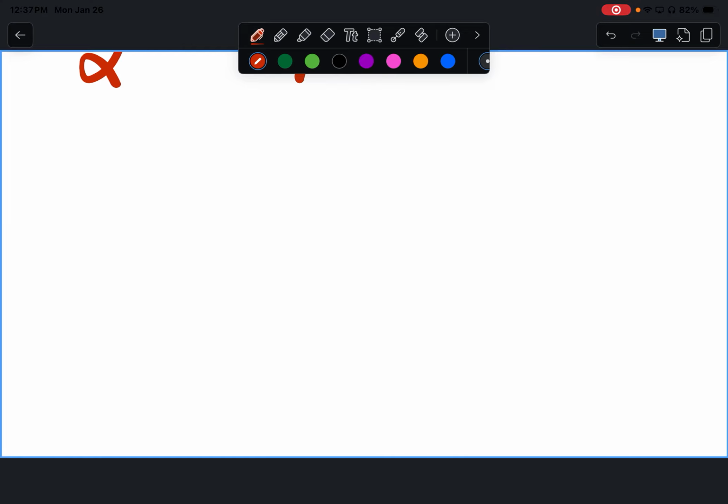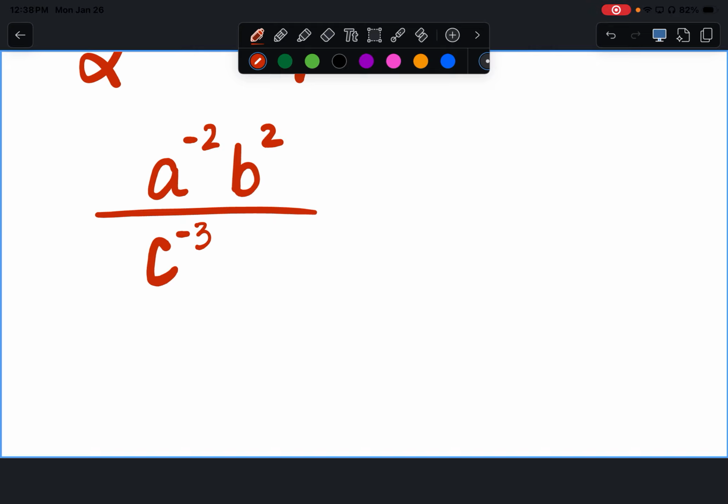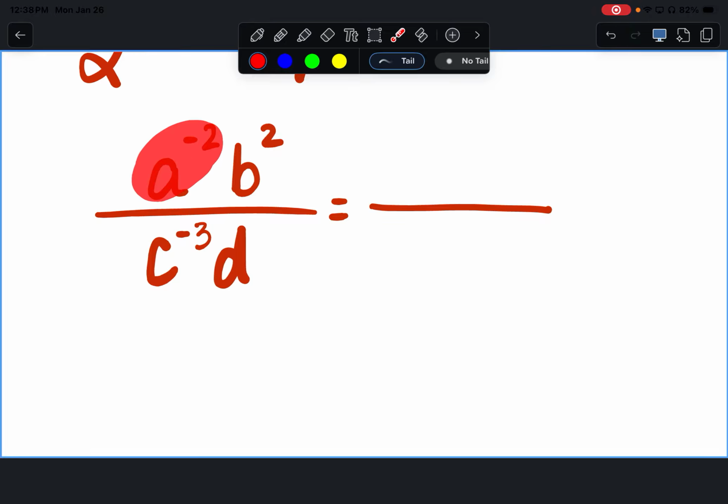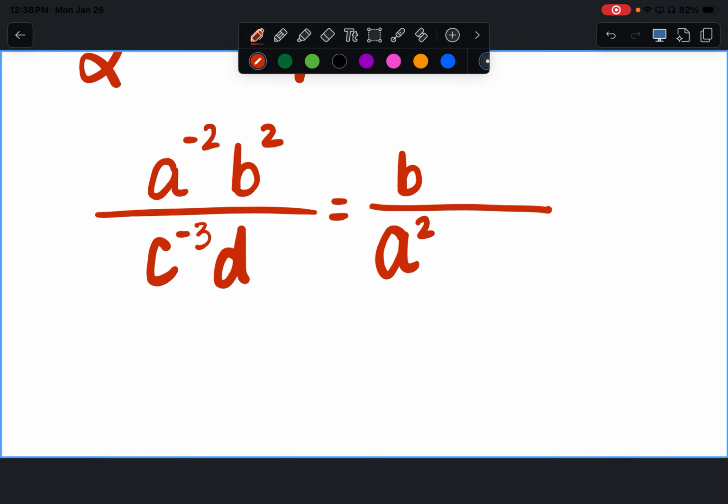So if we have a to the negative 2 b squared over c to the negative 3 d, where would the a need to move to? And when it moves down here, it's going to become a positive square because it's moving. The negative moves it. The exponent stays the same. The negative just moves it. Do I need to move b squared? It can stay up where it's at.